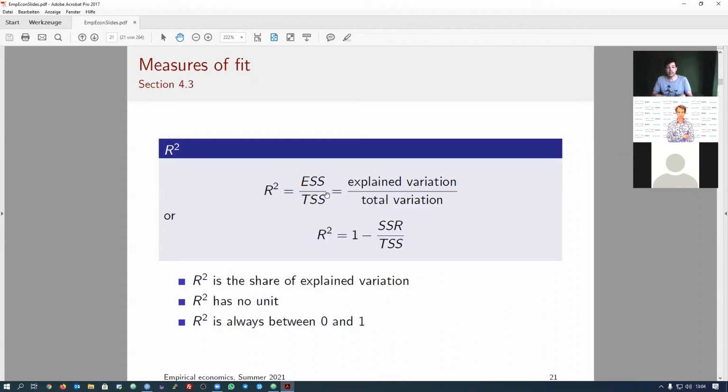So R squared has to be between 0 and 1 because we divide a positive number by a positive number that is larger than the numerator. So R squared measures the share of variation that we can explain with our model. R squared has no unit, it's just a fraction, just a share. And if R squared is very close to 0, then we cannot explain very much with our model. If R squared is very close to 1, then our model fits the data very well.